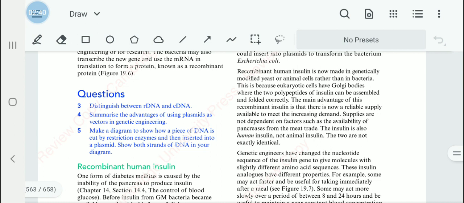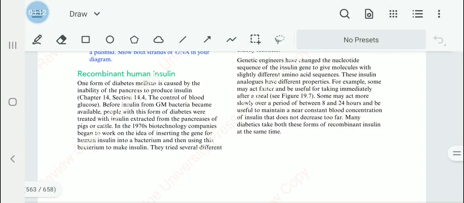The advantage is that recombinant insulin is going to be continuously supplied. It would not depend on factors such as availability of pancreas in the meat trade, and also the produced insulin is not animal insulin, it is going to be human insulin, because there are differences between animal insulin and human insulin.